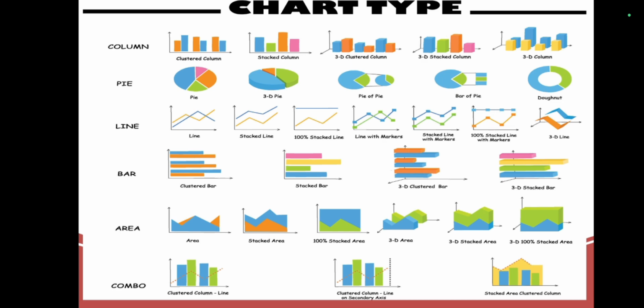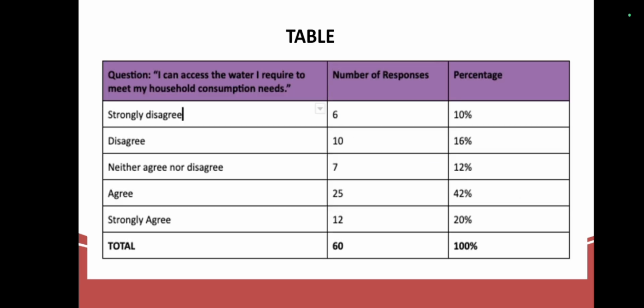Next, we have the combo, wherein ganyan siya. Combo ng column tsaka ng line. Pati din dito, combo ng column tsaka line. Dito, combo ng stack area and clustered column. Next, ganito naman ang example ng isang table.